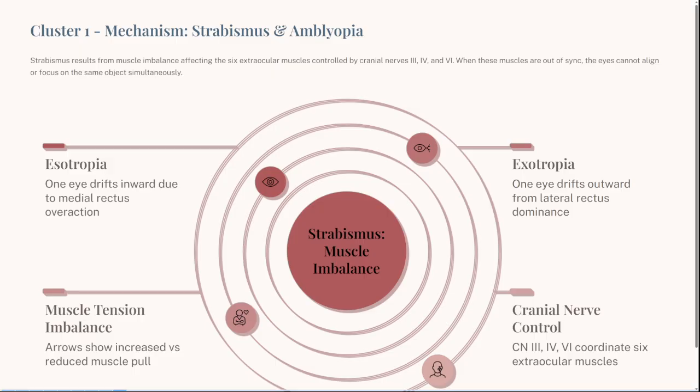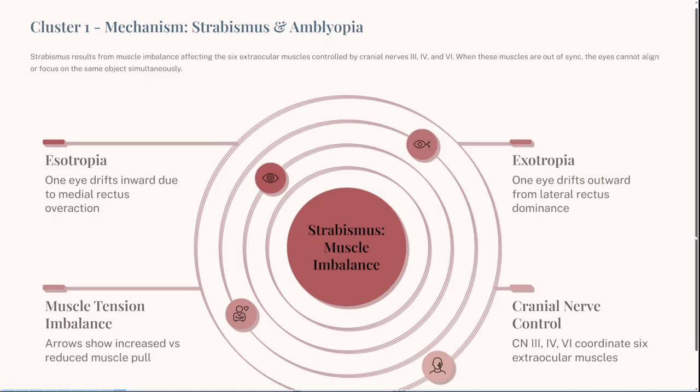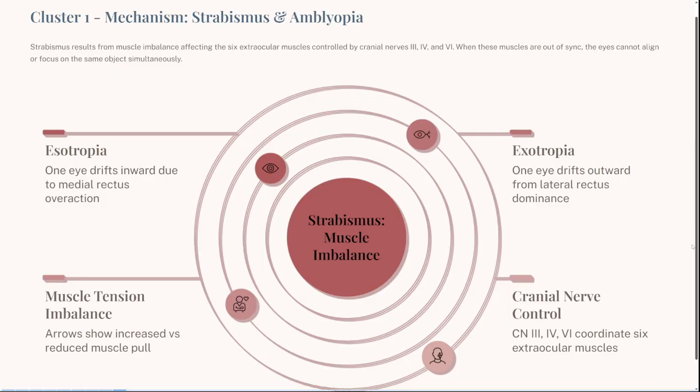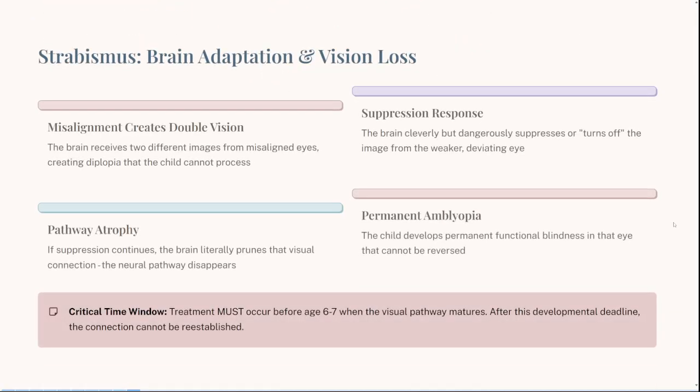And this is where the high-yield fact about the time window comes in. This is a race against the clock, isn't it? It's the most important thing to remember about strabismus. Treatment has to happen before that visual pathway matures, which is usually around age 6 or 7. If the brain keeps ignoring the signal from that weaker eye for too long, it literally prunes that connection. So the pathway just disappears. It disappears, it atrophies, and the child develops permanent functional blindness in that eye, amblyopia, and you can't get it back. So early detection is everything.